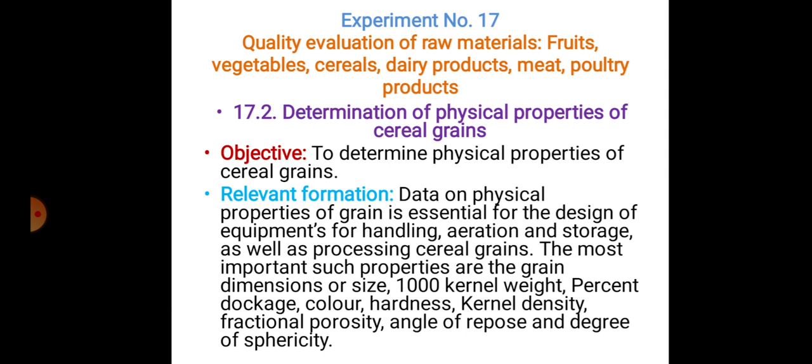Its relevant information is that data on physical properties of grain is essential for the design of equipment for handling, aeration as well as storage as well as processing of cereal grains. The most important such properties are the grain dimensions or size, 1000 kernel weight, percent dockage, color, hardness, kernel density, functional porosity, angle of repose and degree of sphericity.